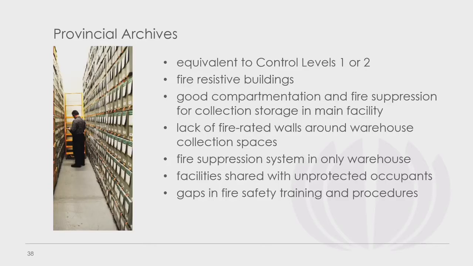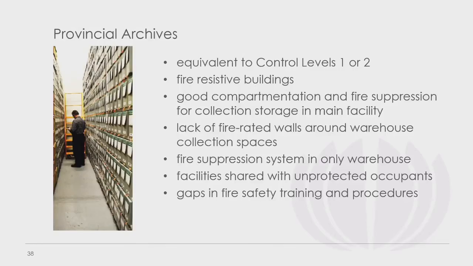We assessed fire risks at a large provincial archives with collections spread over 3 storage facilities, structures that fulfilled only the requirements for fire control levels 1 or 2, despite being in fire-resistive structures. The main facility had excellent fire compartmentation and storage and fire suppression, but it is located in a shared office building, which includes other commercial tenants who are not protected.